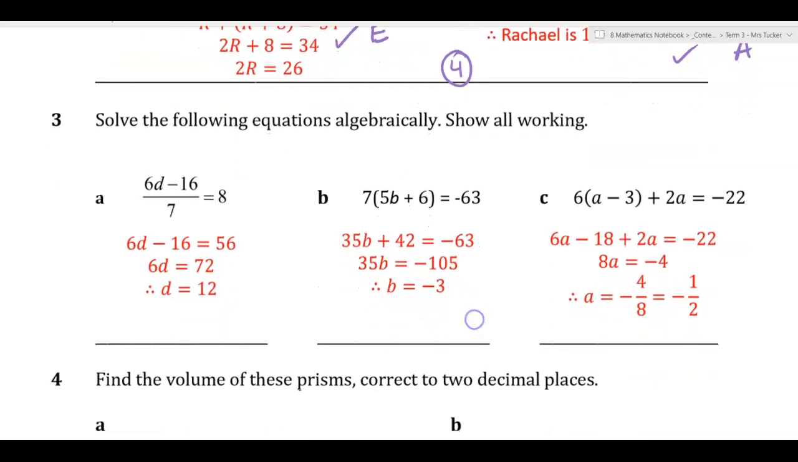All right, question 3A, D equals 12, 2 points. B equals negative 3, 2 points. Please let me know if there are mistakes. And C is going to be 3 points. You get 1 for expanding, 1 for taking like terms together and taking the numbers to the other side, and 1 for your simplified final answer of negative a half. If they're missing the negative, then it's only half a point.